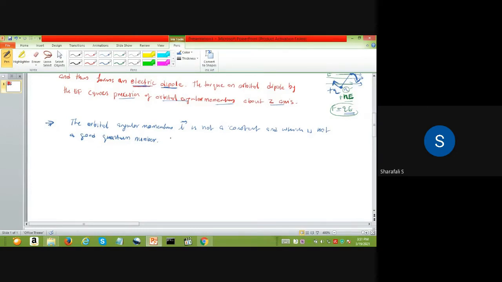But if you consider Lz, the projection of L on the z-axis, it is given by ML h-bar. This is the projection of L. And in this particular case, ML is treated as the electric quantum number.